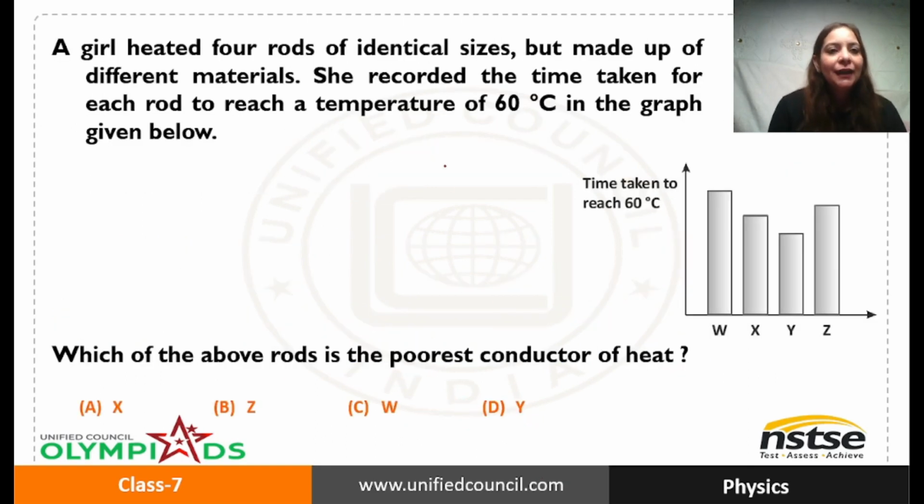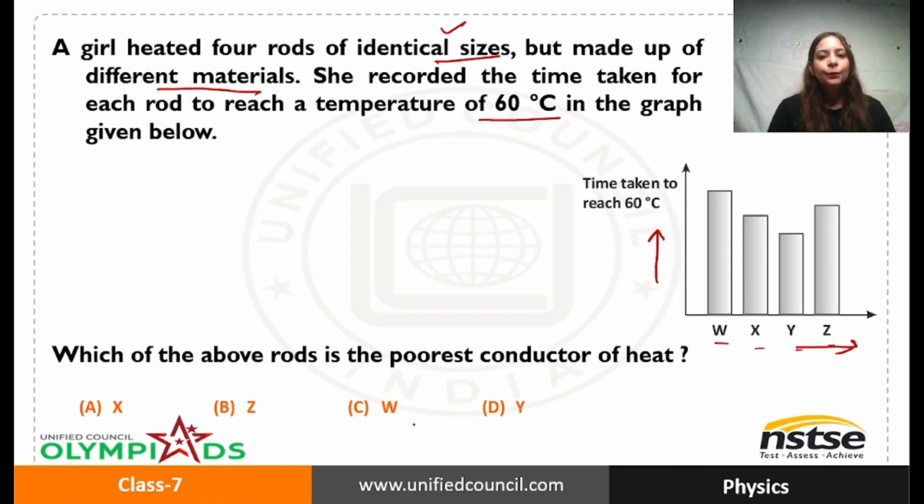Okay, next question. A girl heated 4 rods of identical sizes. The girl took 4 rods and heated them, and those rods were of identical sizes, but they were made up of different materials. Let's call the materials W, X, Y, Z. She recorded the time taken for each rod to reach a temperature of 60 degrees Celsius, and this observation is given in the form of a graph, as you can see here. So the time is plotted against this axis, and these are the different materials.